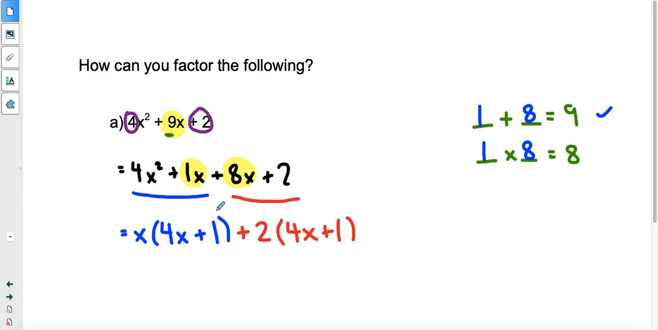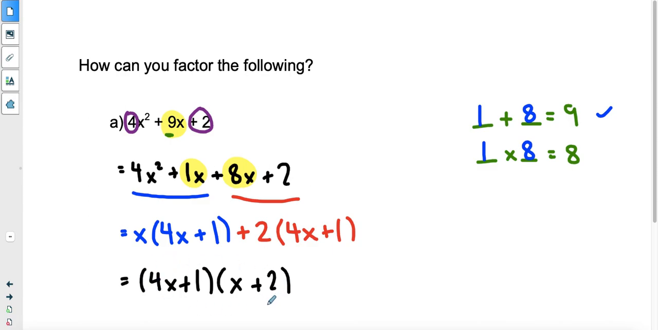And now you'll notice we have a 4x plus 1 in common in both of these brackets here. So I can common factor out a 4x plus 1. And then beside that, I'm just going to put my x and the positive 2 here, right? Because that's what I'm multiplying the 4x plus 1 by here. We're multiplying 4x plus 1 by x and by 2. And that's my final answer.